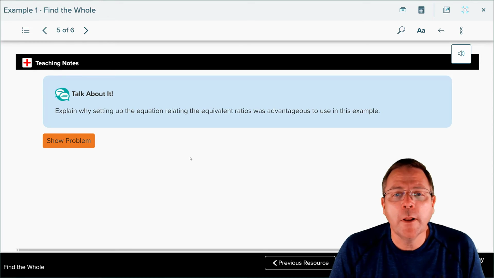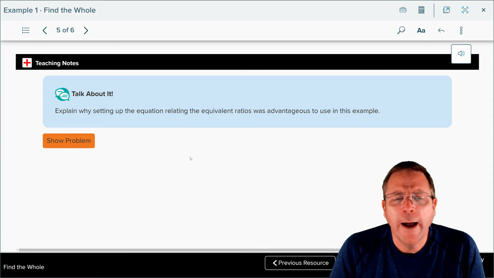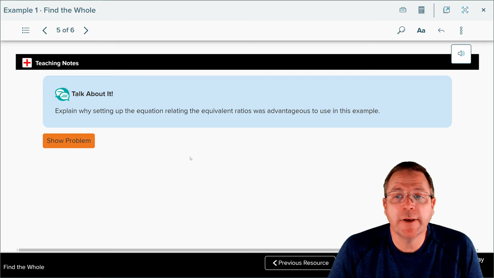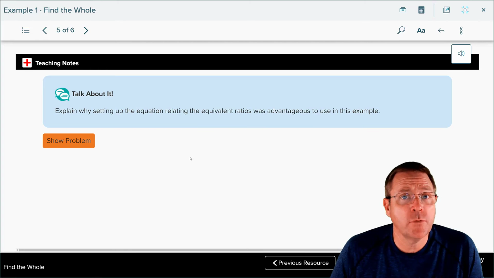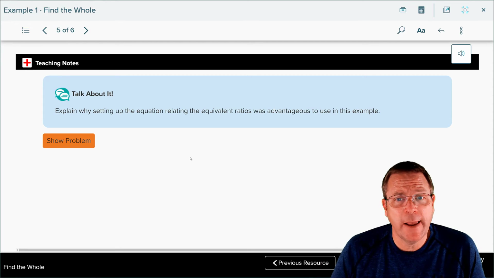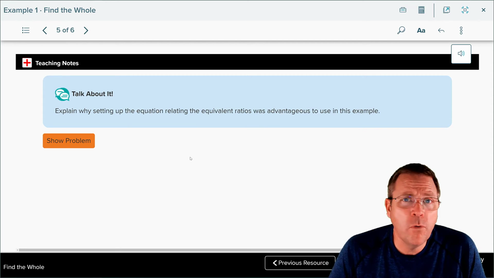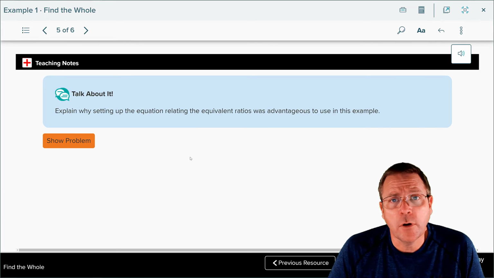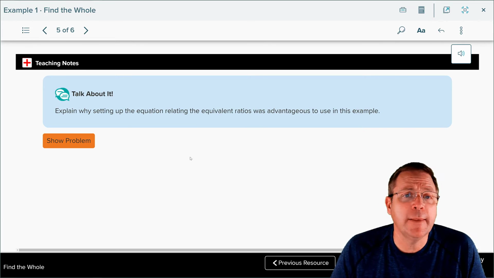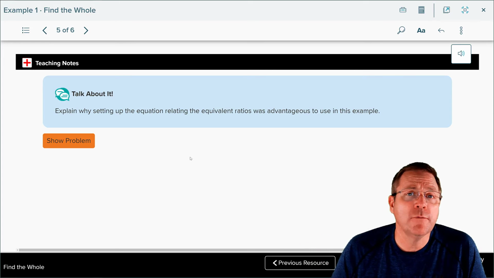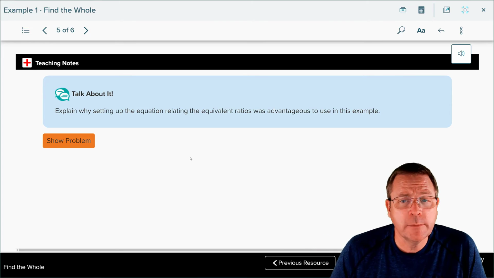It looks like they're going to follow that one up with a question of why was setting up an equation relating equivalent ratios advantageous to us in this example? Well, for starters, it's because 75 over 100 simplified to 3/4 very easily. So that was a good start. And using numbers in math and algebra type stuff, it's just a whole lot quicker and easier to do than drawing pictures are. The pictures are great for getting the ideas in your head, allowing you to visualize what you're doing, but when it comes down to speed, you're not going to beat doing things algebraically.